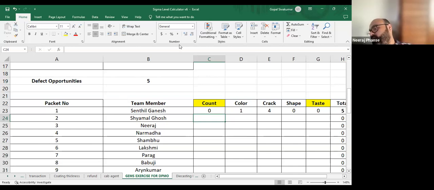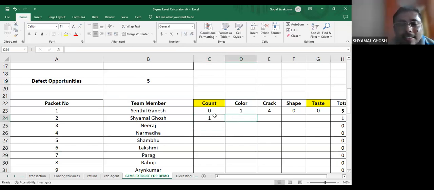I have 2 cracks, that's all. Count is 11. Count is 11. 11, I got one extra. There is a problem, right? One extra. Very good. And color?